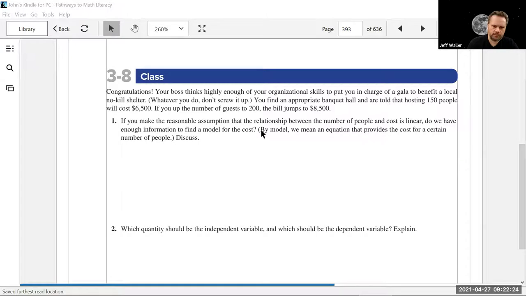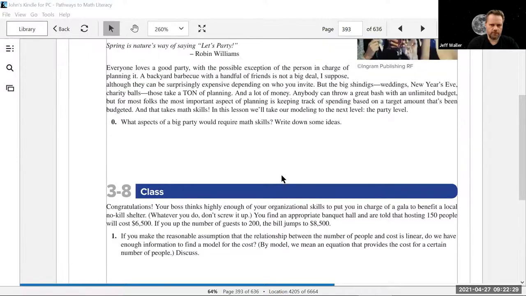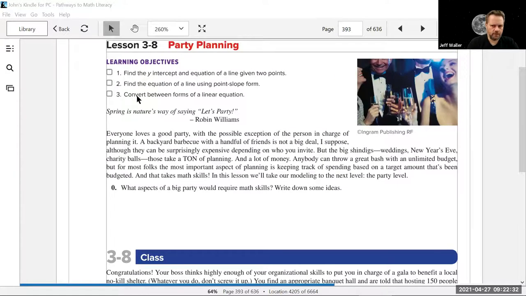Now, let's do this. So I'm on page 393, section 3-8. And if you look at the objectives, we're going to find the y-intercept in the equation of a line given 2 points, any 2 points. In fact, guys, how many points? If I give you 1 point that's on my line, so if I tell you my line goes through the point (2, 3), can you draw my line?